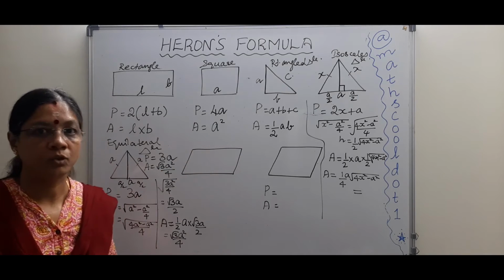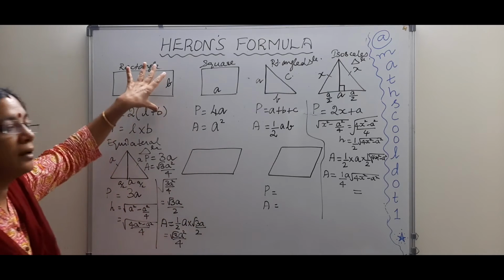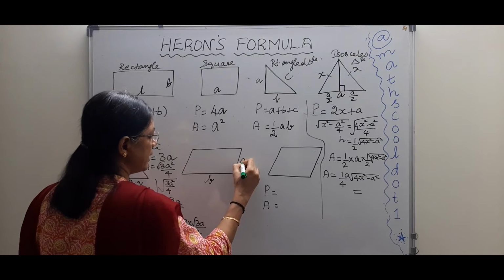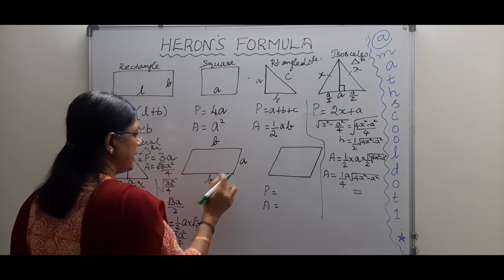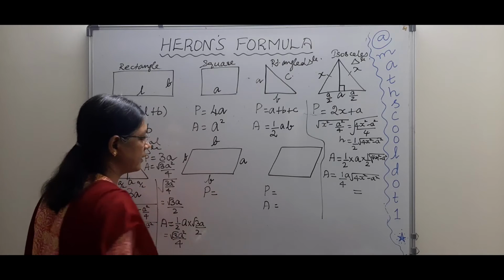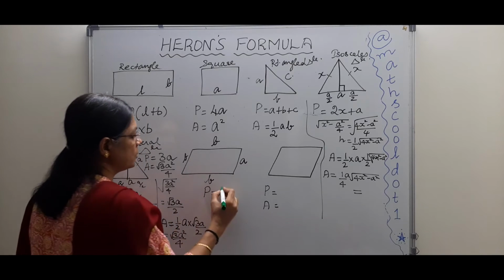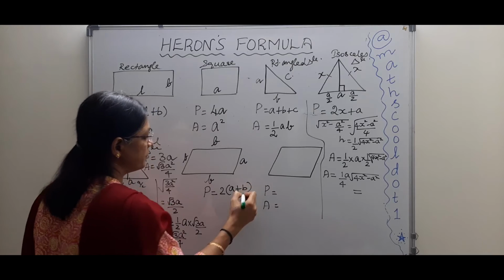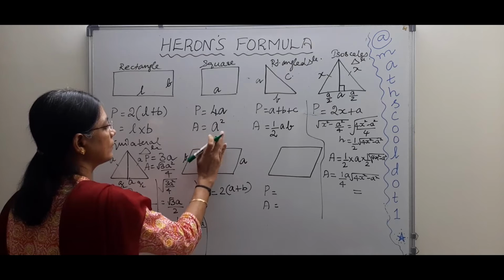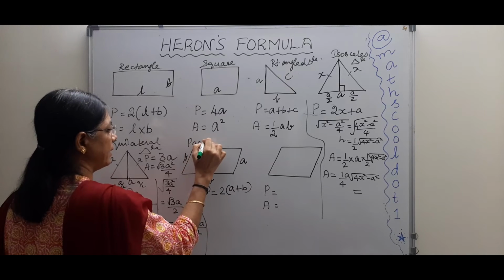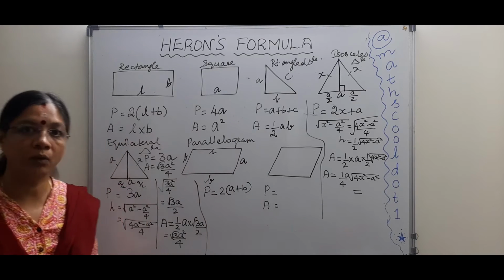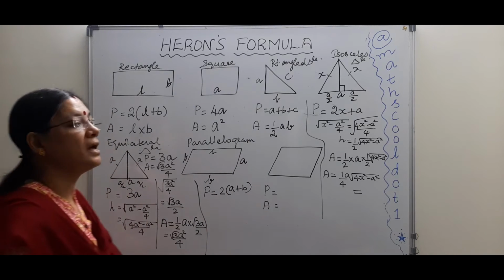Now for a parallelogram. Let us take a parallelogram. A parallelogram is just like a rectangle. Opposite sides are equal. So let us term this as A and this as B, just like we did for the rectangle. The perimeter of a parallelogram is 2 into (A plus B), that is 2A plus 2B. So it is 2 times the sum of the sides, because opposite sides are equal for a parallelogram.